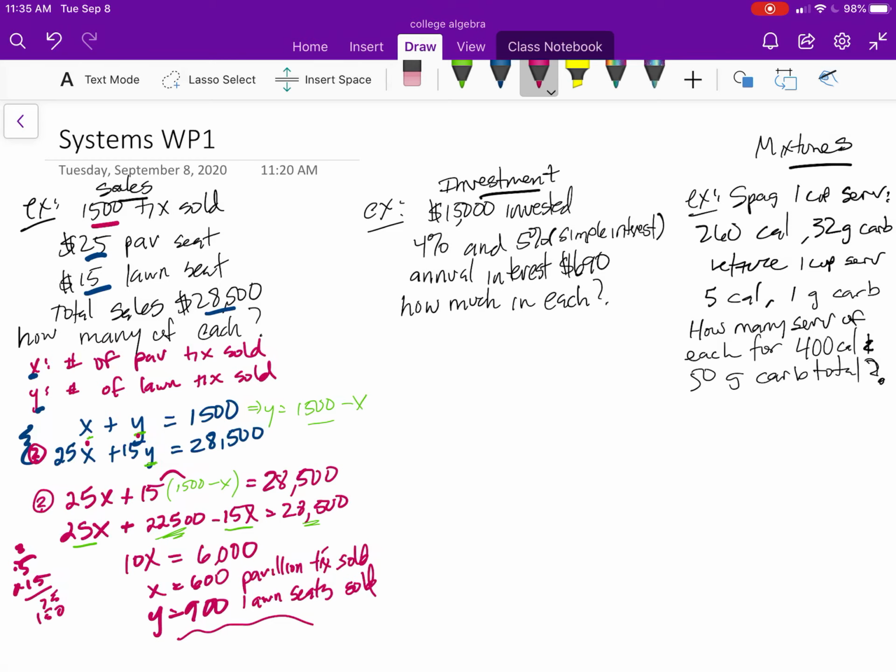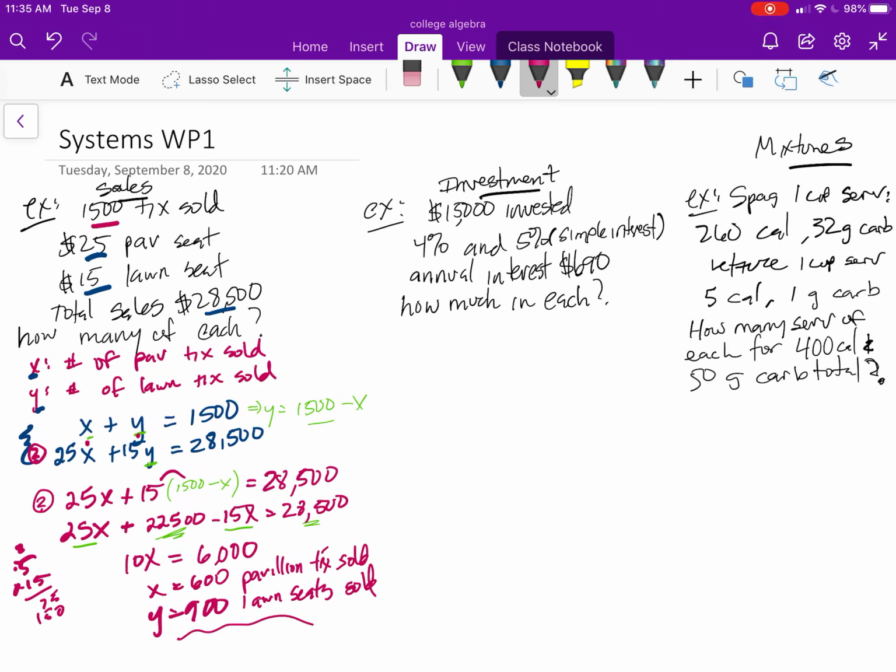All right. The next question is an investment type. Again, word for word really quick. Charles inherited $15,000 and invested it in 2 municipal bonds that pay 4% and 5% simple interest. The annual interest is $690. Find the amount invested at each rate.